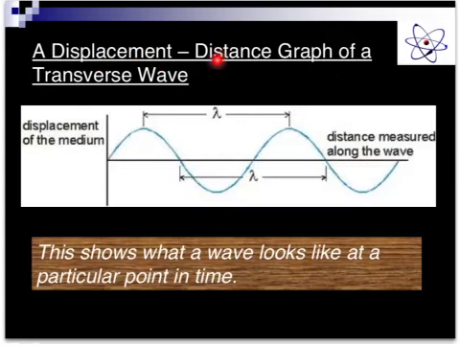Displacement, distance graph. Displacement, as explained earlier, is the distance moved by each particle like this. Whereas distance here means the distance traveled by the wave going that way. It shows what a wave looks like at a particular point in time. It's like taking a snapshot of the wave at a particular point in time.